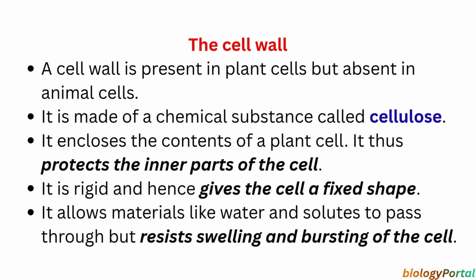The cell wall. A cell wall is present in plant cells but absent in animal cells. It is made of a chemical substance called cellulose. It encloses the contents of a plant cell. It thus protects the inner parts of the cell. It is rigid and hence gives the cell a fixed shape. It allows materials like water and solutes to pass through but resists swelling and bursting of the cell.